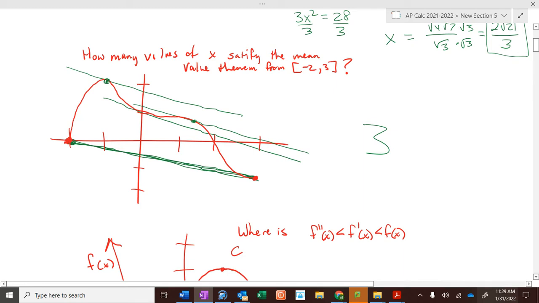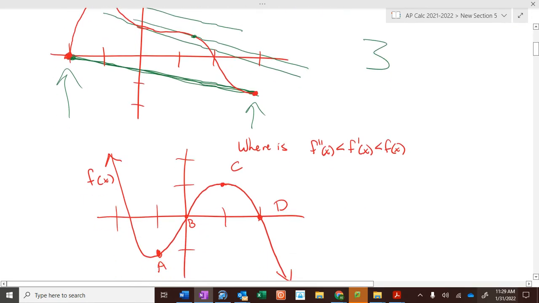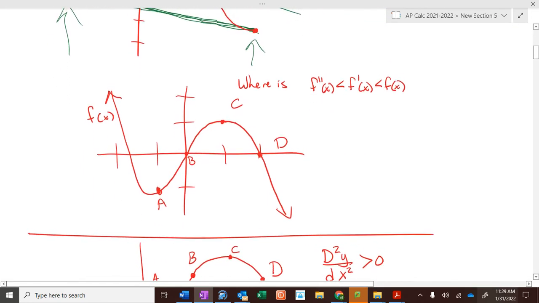What? The interval goes from negative 2 to 3 here. You're going to have an instantaneous rate of change somewhere that's parallel. So, yeah. You'll see a few questions kind of like this.